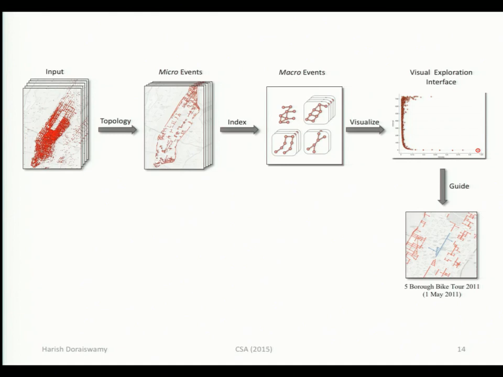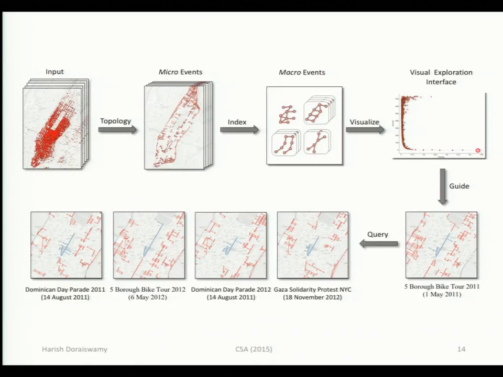This experiment was done on 2 years' worth of data, and when we search for the bike tour, we find the same event for the next year. We also find the Dominican Day parade for the 2 years, which was something interesting that we didn't know beforehand, as well as the Gaza solidarity protest that also happened at the same venue.